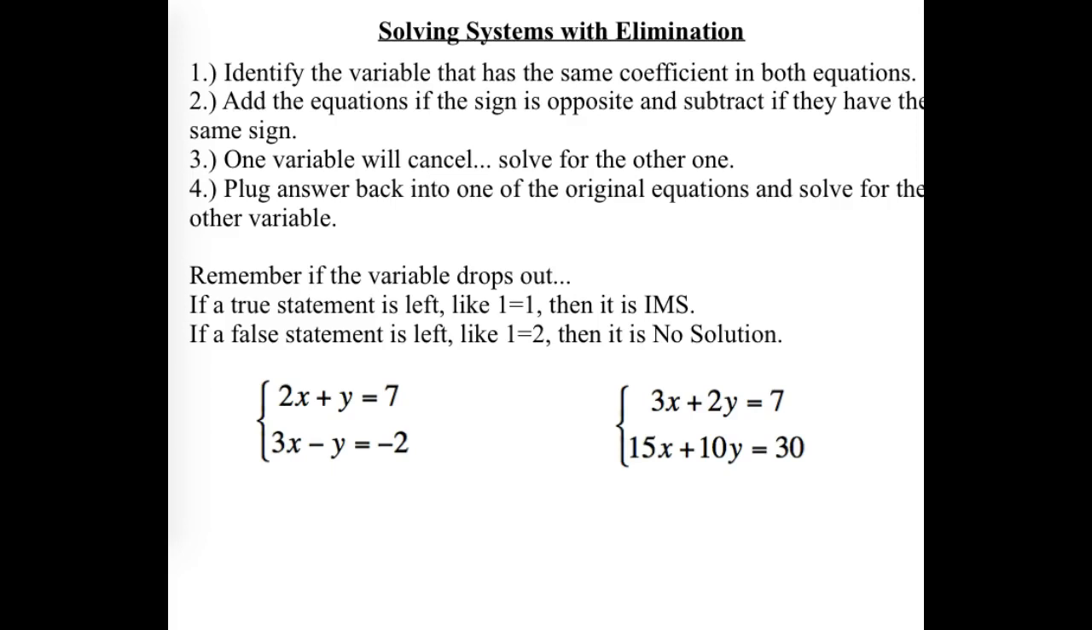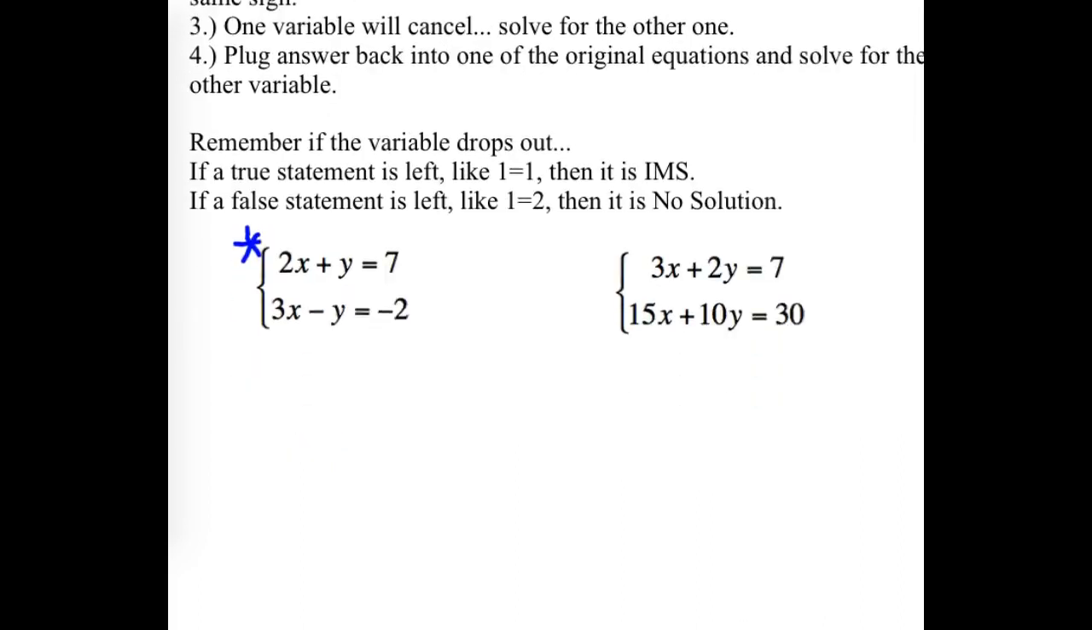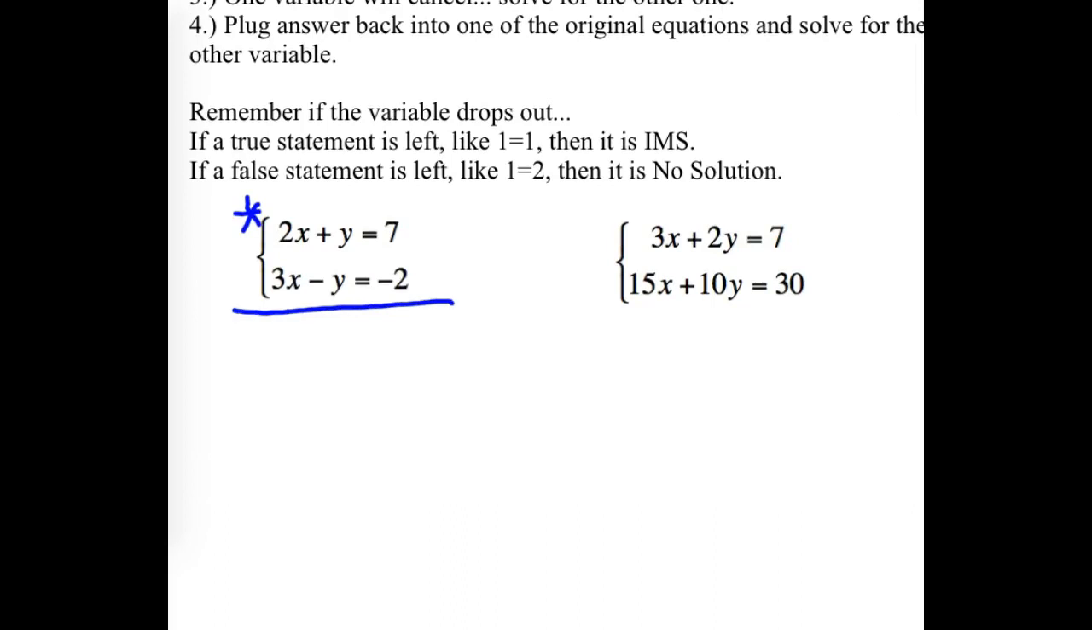All right, so looking at our first example. Which variable, x or y, seems easiest to get rid of? All right, we can get rid of y simply by adding the two equations together, right? No multiplication is required. So if I simply add these together, I end up with 5x's, no y's, and it balances on this side with 5. So that means x has to be a 1.